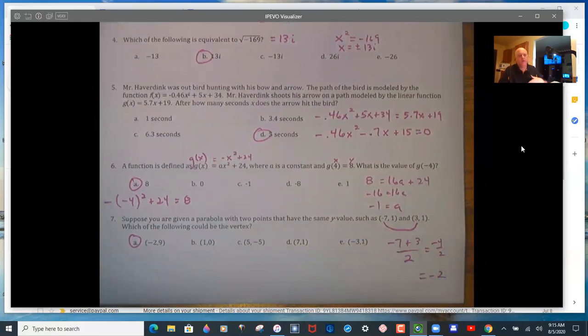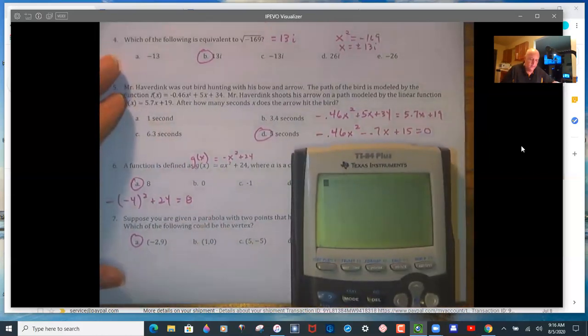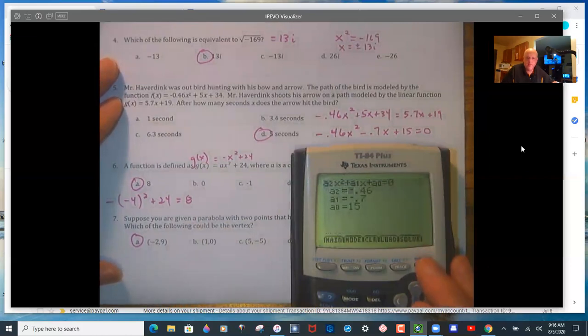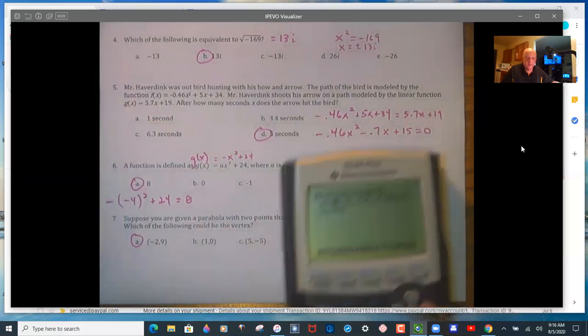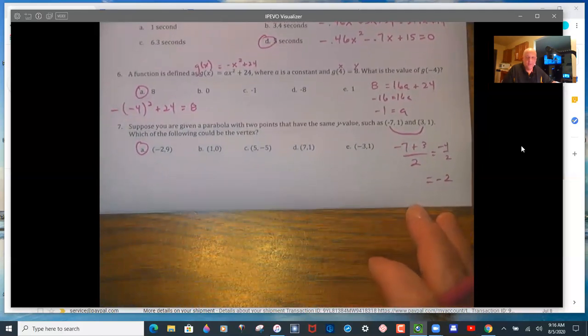Problem 5, quadratic linear systems, set them equal. Get all your terms on one side, and then use the Polysimul 2 app or the online root finder, and you should be good. So there are the 3 values, negative 6, 5, and 5, but you want to use the one that's positive. Number 6 is jumping through a few hoops.